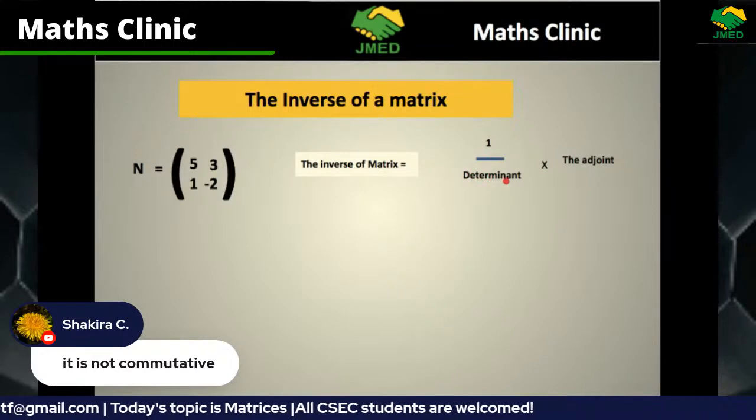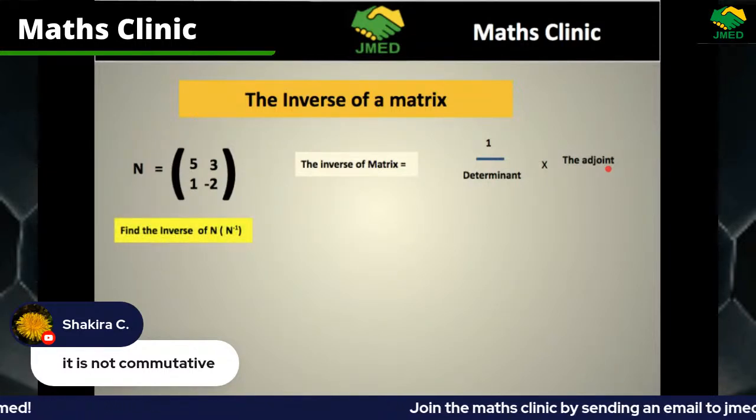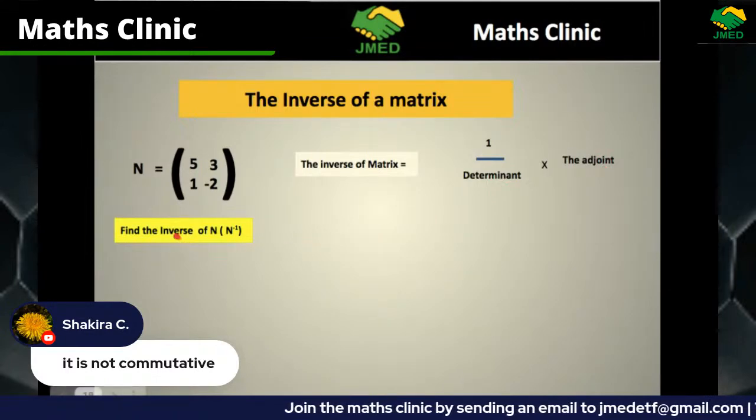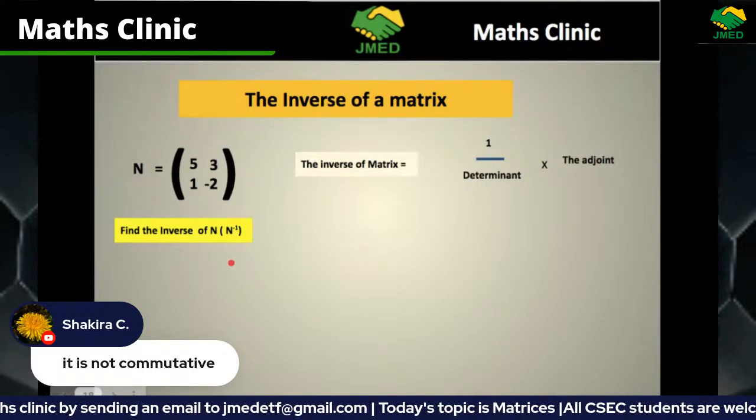Remember, the determinant is a number, and we multiply that by the adjoint. Let's look at this example to see what I mean. There are two ways you could be asked to find the inverse of the matrix, or you could see it written as the matrix to the power of -1. Same thing.